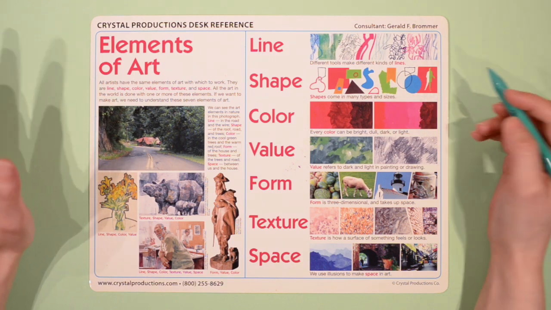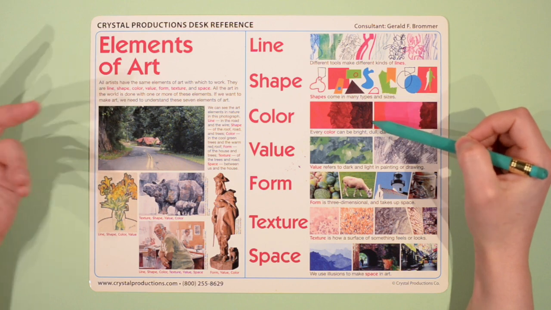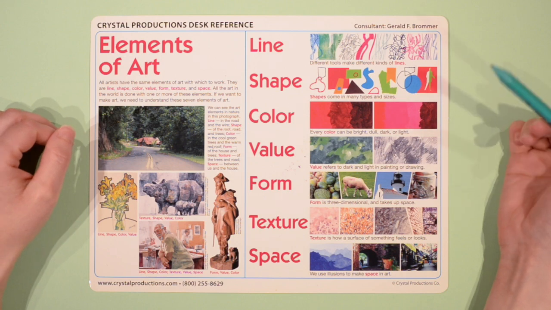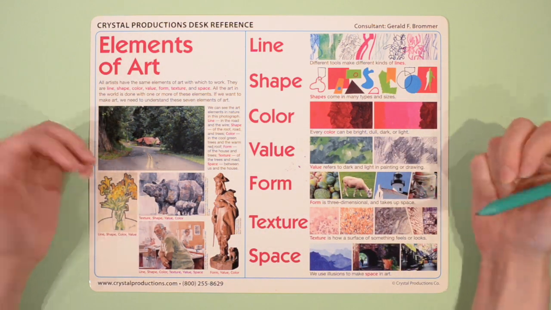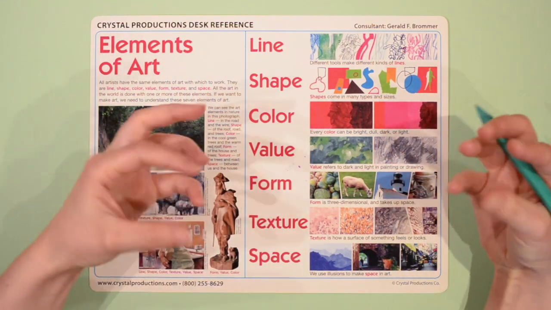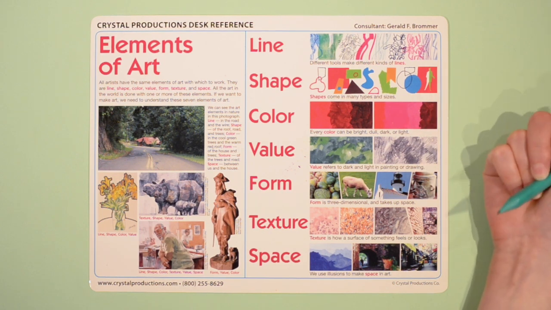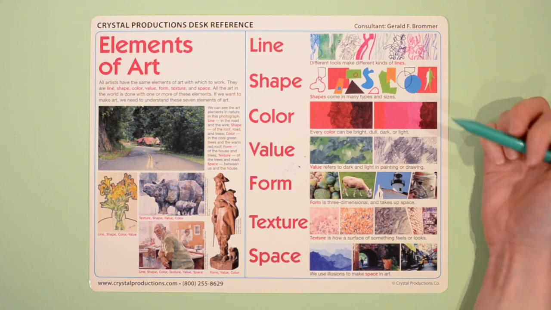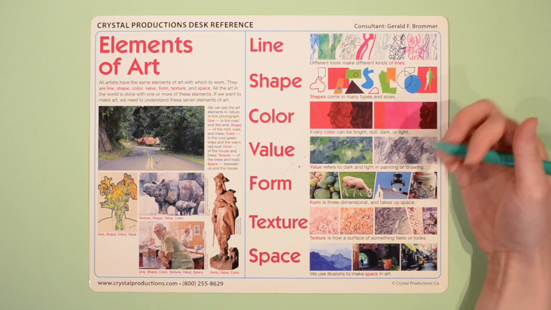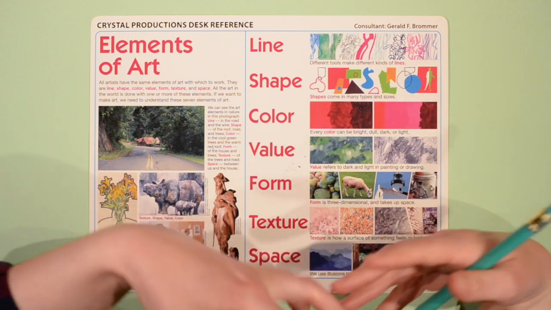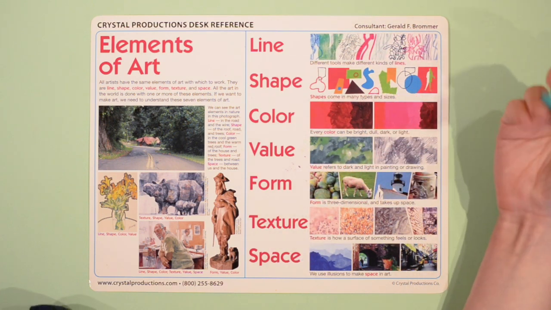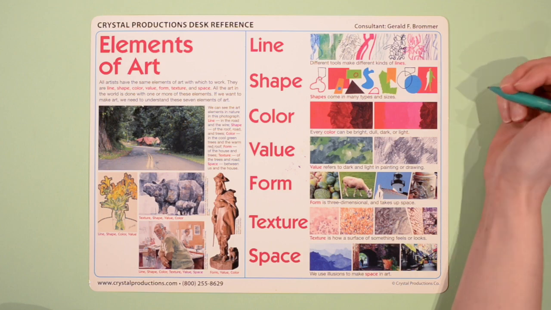Some of these words probably sound very familiar to you, like line, shape, and color. Value, you probably know it as shading or making something appear 3D. Form is actually a 3D object, whether it's drawn or it's something physical in front of you. Texture is how something feels or looks like it feels. And then space is showing area, showing distance between things, showing stuff that is close to me and far away. These 7 ideas we are going to go over in a work of art.